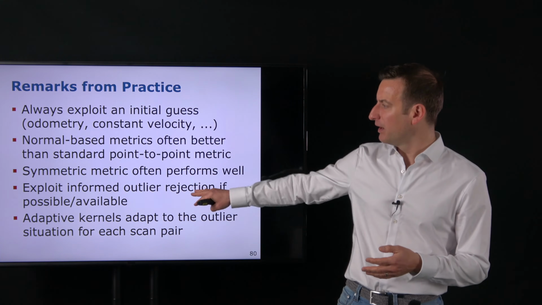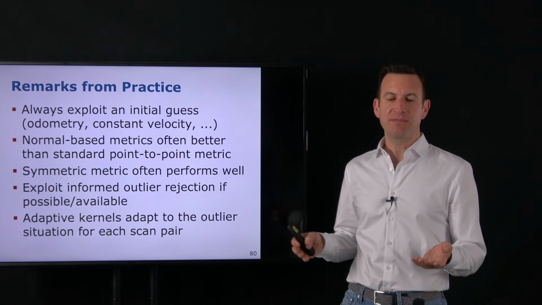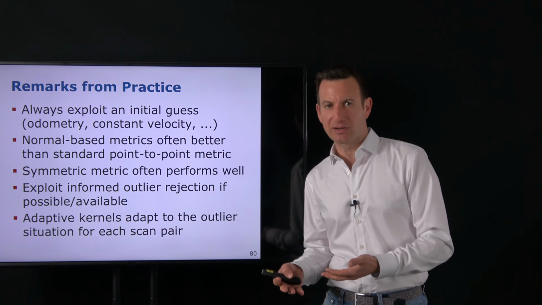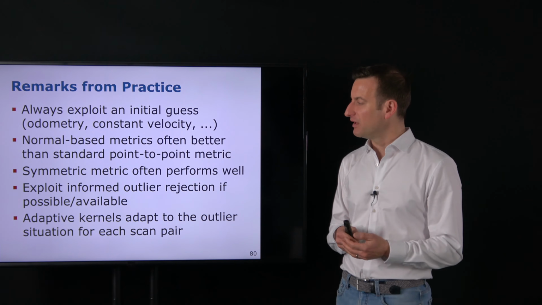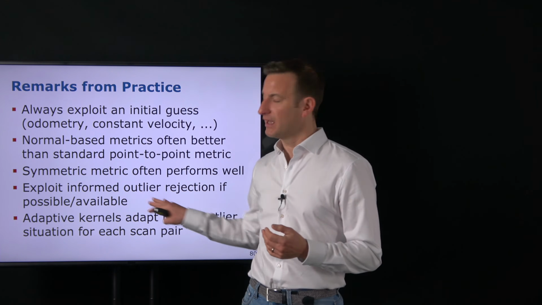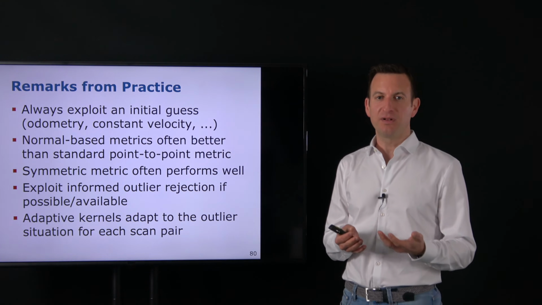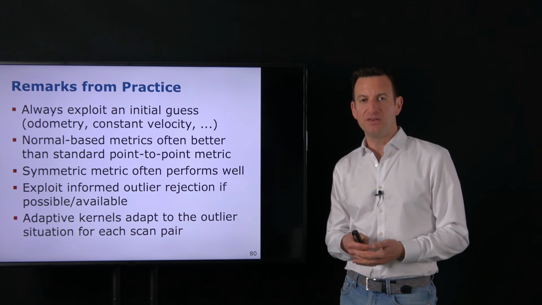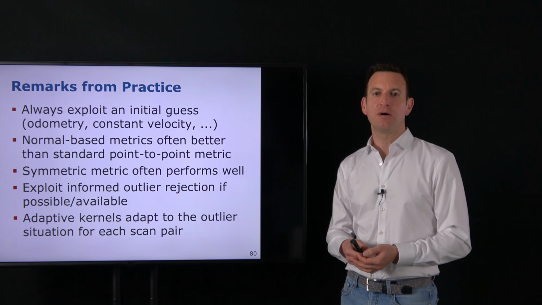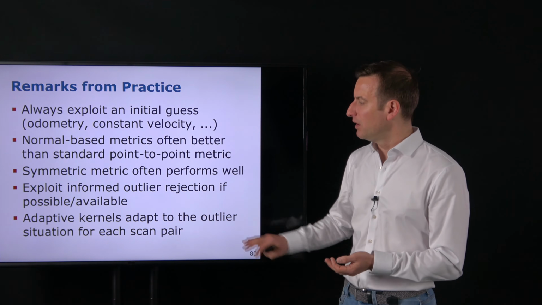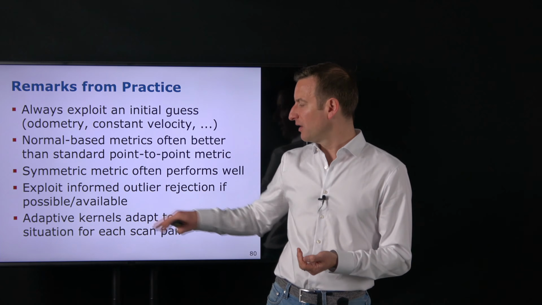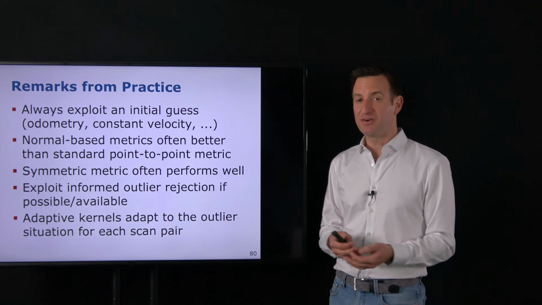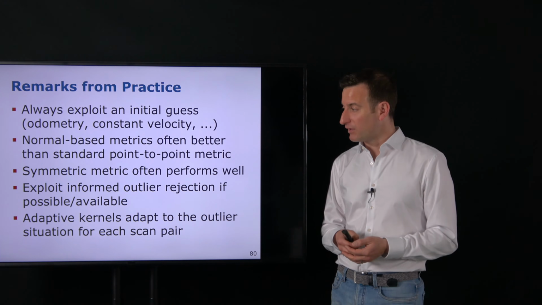As I said before, whenever you have information about your outliers, or also which parts of the scene are likely to be not outliers, exploit this explicitly. So this is what I call informed outlier rejection. Apply it if it's possible. It will lead to better results if you can exploit specific properties of your scene, of your problem. But of course, you need to take into account that this may limit the applicability of your algorithm if you want to do a very general approach which works in all environments.